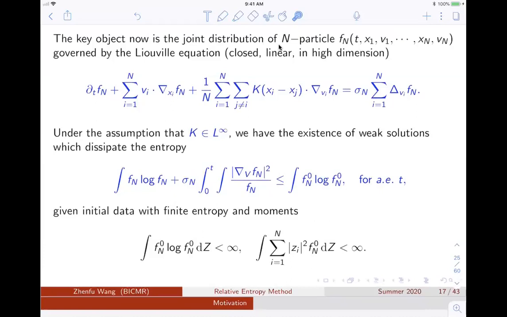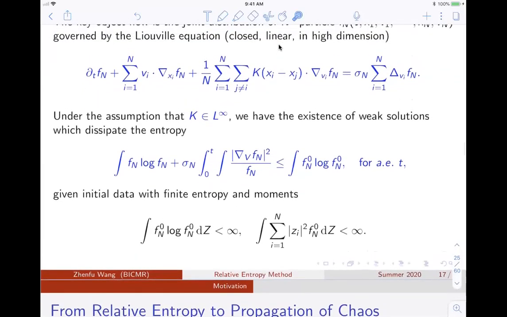Under the very weak assumption on the interaction kernels, we can only have a weak solution. So in particular here we use a weak solution, which is a solution in the distribution sense, but also it dissipates the entropy. We need this because we need the entropy bound later, because we want to use relative entropy to control everything. To get that, we need the initial data to have finite entropy and finite moments, for instance.